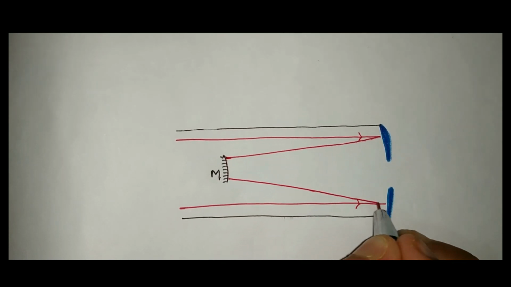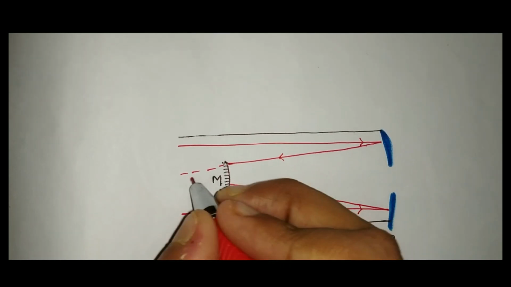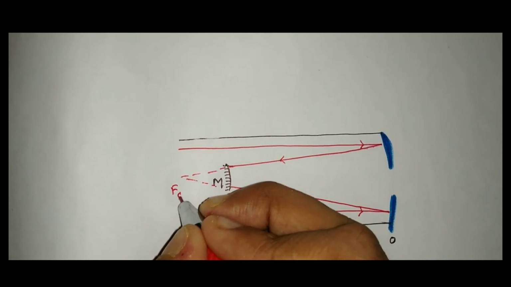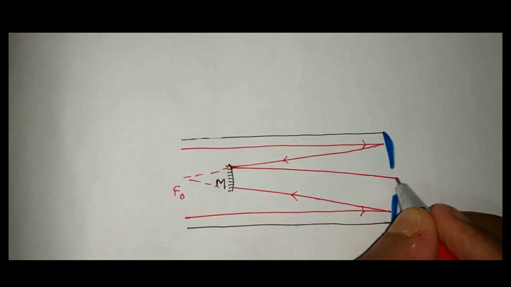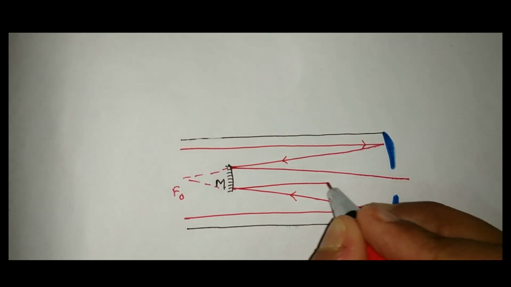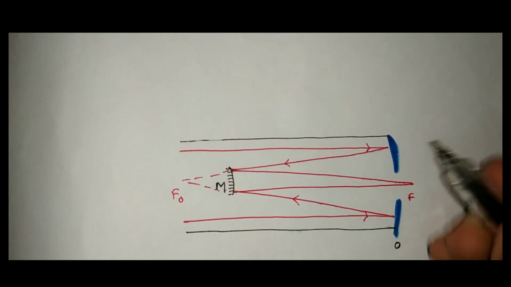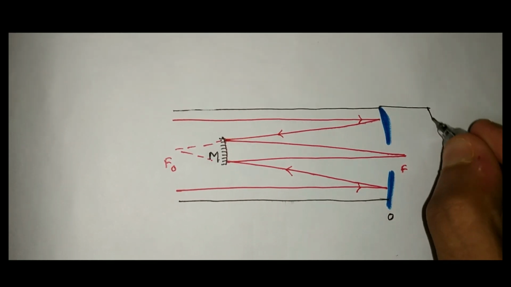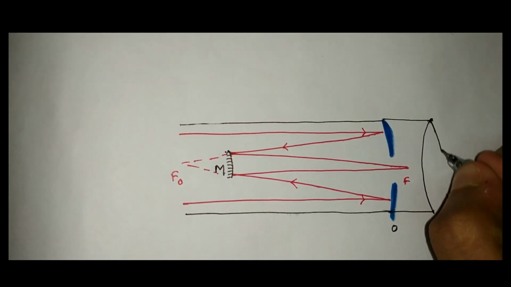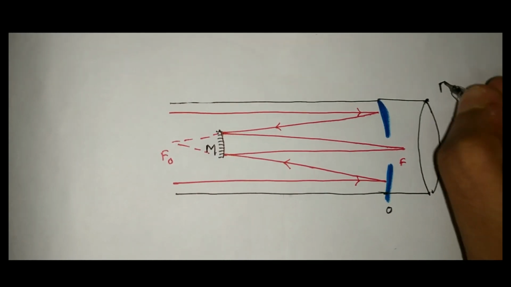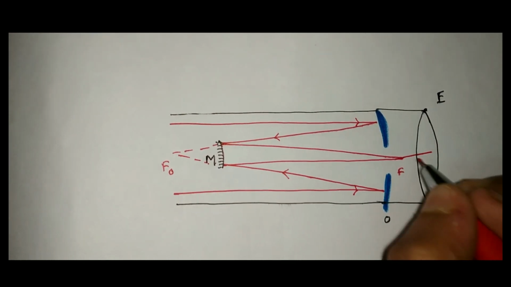In the absence of convex mirror M, the reflected rays from the mirror O would meet at its principal focus F0. Hence, in the presence of convex mirror M, the rays coming from the mirror O are reflected again, and a real and inverted image is formed at the point F. A convex lens E that acts as an eyepiece is placed at the back of the mirror O. The inverted image can be seen through the eyepiece.